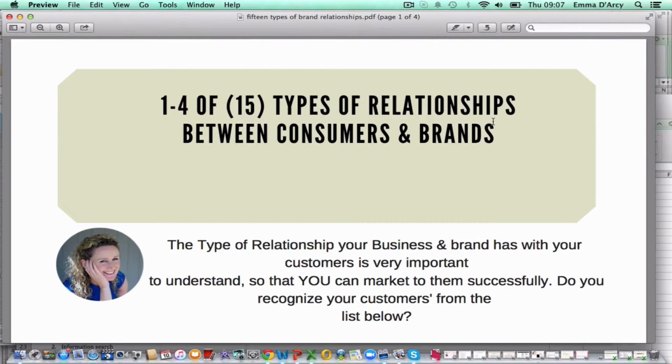Unfortunately, in the online world we don't see it so much, but anyway, there's loads of different frameworks you can use, and I've just chosen this one for today. So basically there's 15 types of relationships between consumers and brands.